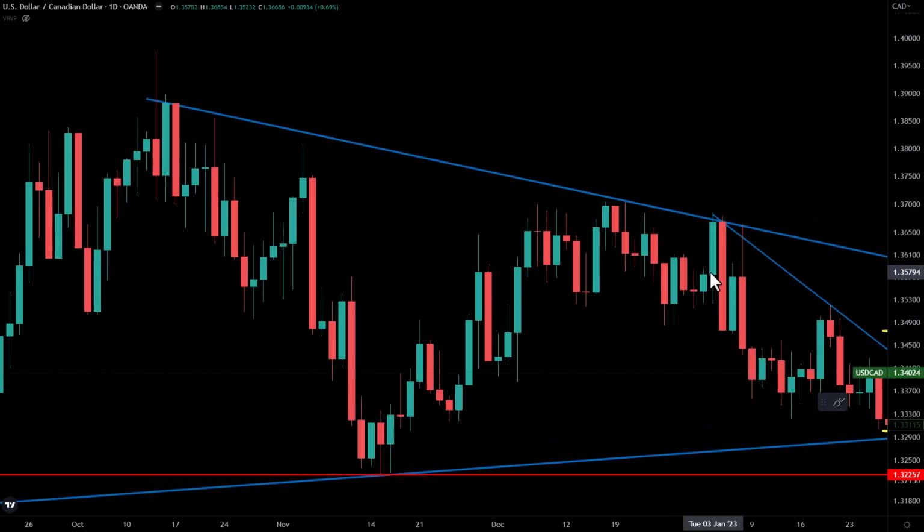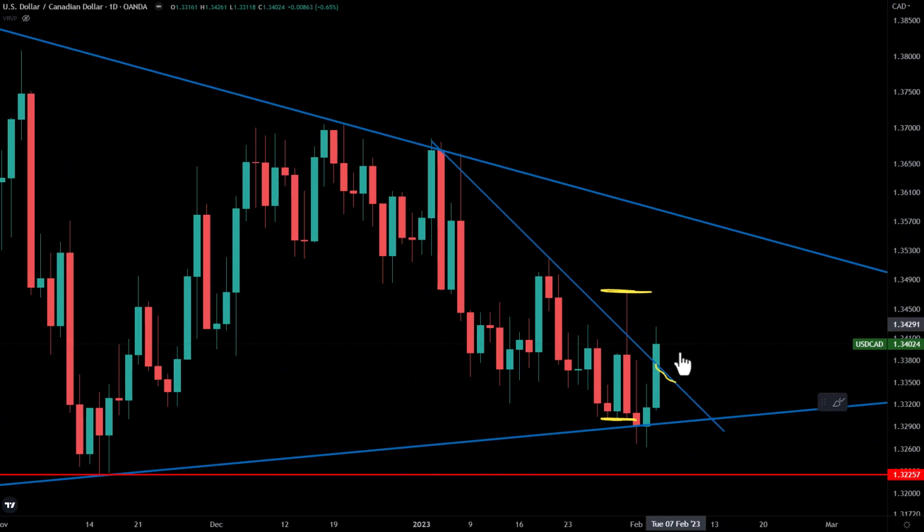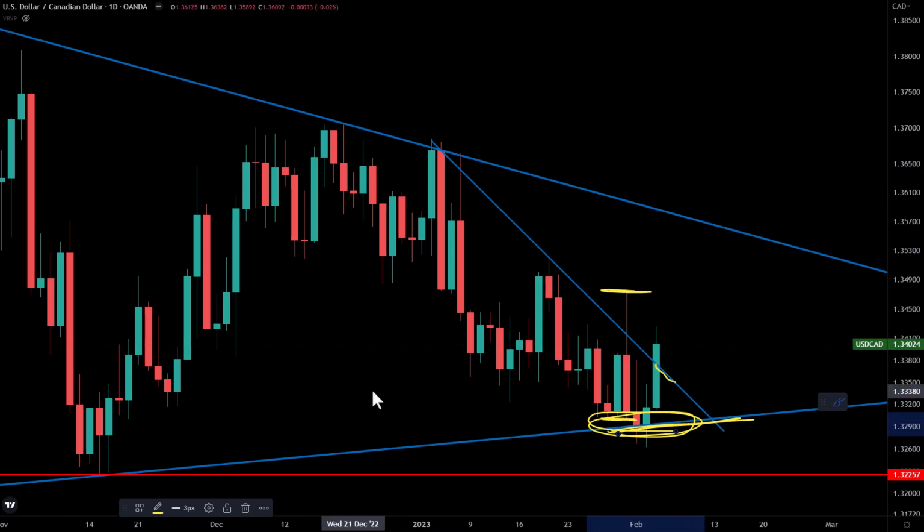Now, the alternative to that would, of course, be if we see this pair close back below the support level down here, and especially this long-running trend line. So as long as the dollar CAD is above this area down here, you've got to assume that we are still within this consolidation pattern for the dollar CAD, which means a move back toward that resistance level around 135.60.